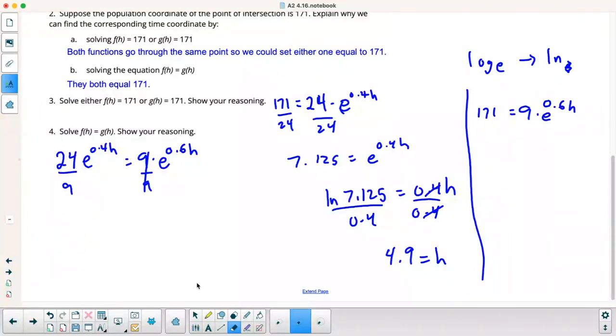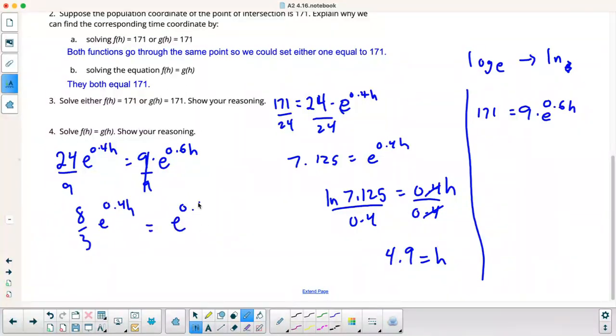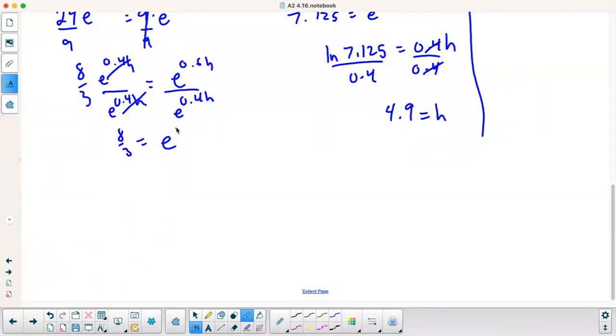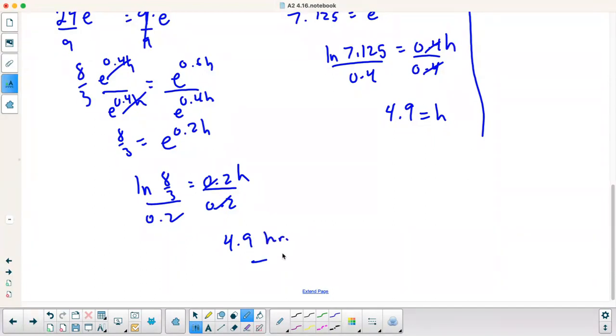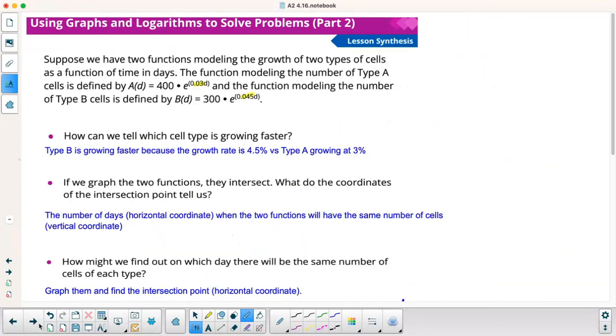So let's change that. 8/3 e to the 0.4h equals e to the 0.6h. So then if I divide by e to the 0.4h, I get 8/3 equals e to the, subtract your powers, e to the 0.2h. Now I can write it in log form. So log base e, natural log of 8/3, equals 0.2h. And then I can divide by 0.2. So I type in my calculator, natural log of 8/3 divided by 0.2 gives me 4.9 hours, which is what I had over here anyways. All right. So sorry about that. I should have done that earlier.